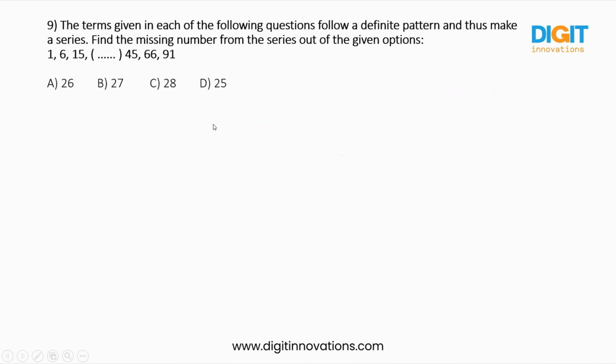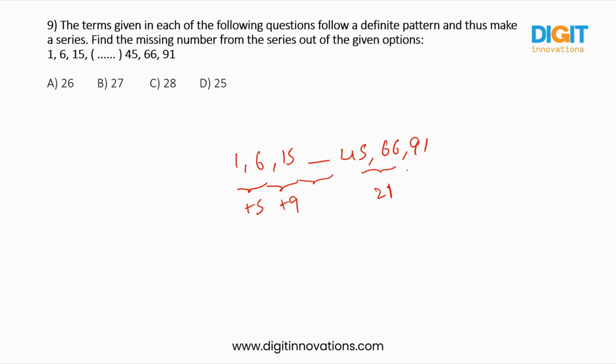Next one, the terms given in each of the following questions follow a definite pattern and thus make a series. Find the missing number from the series out of the given options. So we have to fill in the blank. Let us go with the addition. Here plus 5 is added and here plus 9 is being added. Here we don't know, we have to find out. And from here to here something is being added. From here to here, it is 21.